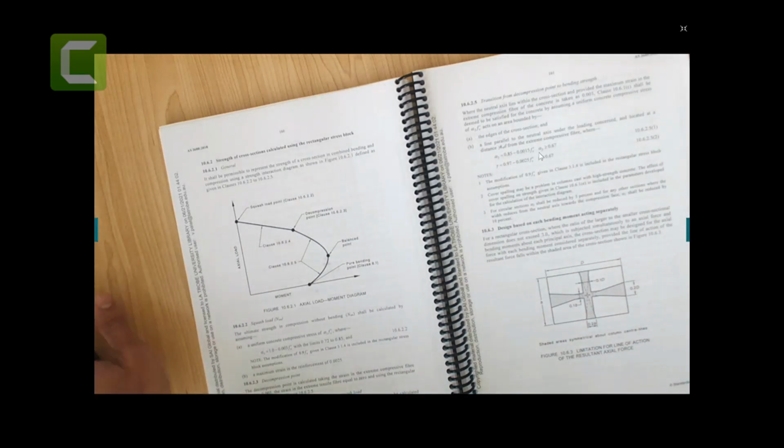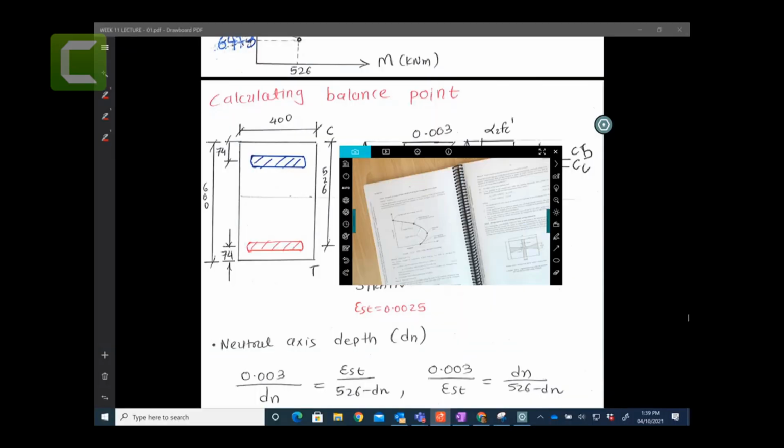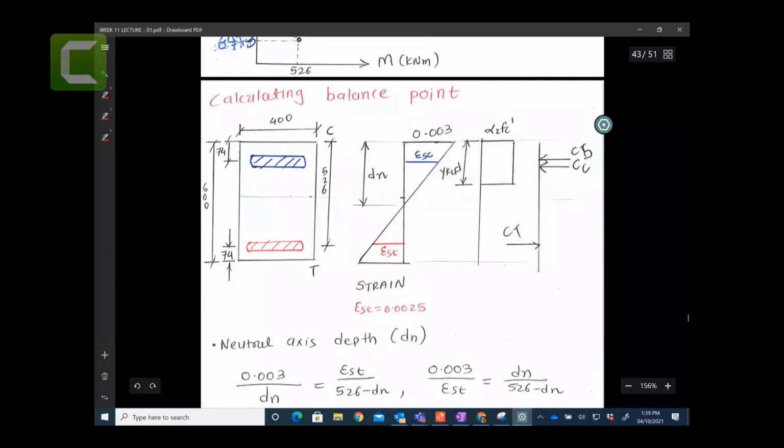Okay, so what is the balance point? Balance point meaning that your steel here is at the yield, exactly at the yield, 0.0025. It's very difficult to get one, but in theory, it says that your loading is applied somewhere. Let's say you load here or here or here, somewhere that, by the way, it's an eccentric load.